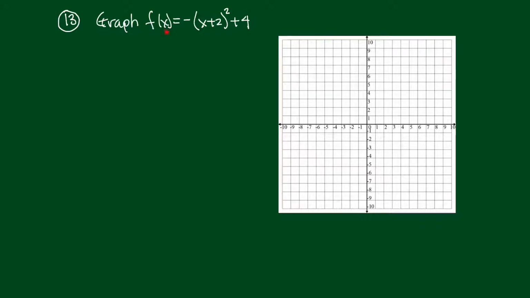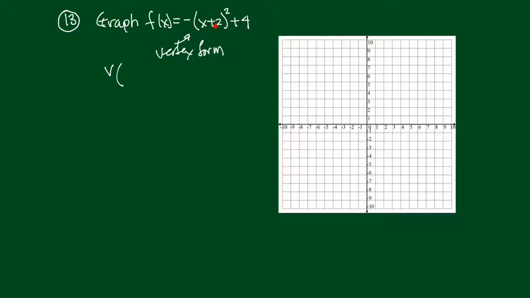Let's graph this parabola here. Note it is a parabola because it's squared and it opens downward. And look at the vertex. Let's get that vertex right away because it is in vertex form, right? So we can read off the vertex. The vertex is here.